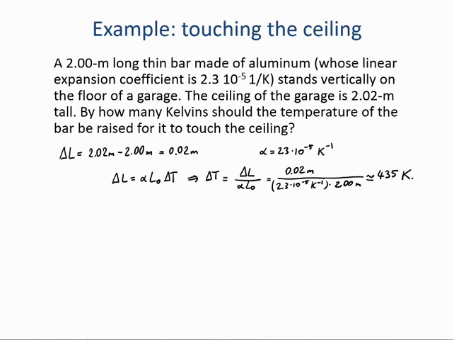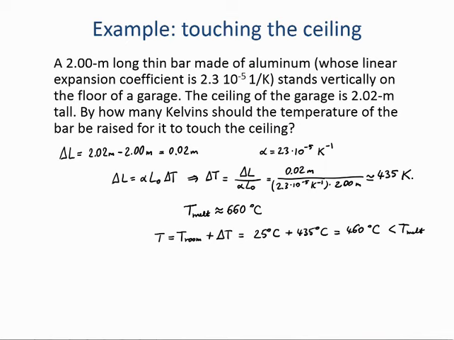To understand whether this is even physically meaningful, we can compare with the melting temperature of aluminum, which we can look up. That is roughly 660 degrees Celsius. So the temperature will be the room temperature plus this delta T. If it was a summer day and the temperature in the garage was 25 Celsius degrees, then the final temperature would be 460 Celsius degrees. That's below the melting temperature, which means that provided we were able to actually heat up the bar that much, it will still be a solid aluminum bar.